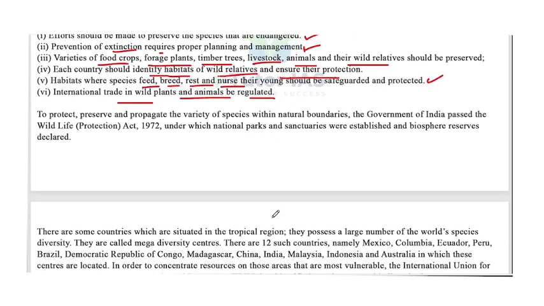Now, to protect, preserve, and propagate the variety of species within natural boundaries, the Government of India passed the Wildlife Protection Act 1972, under which national parks and sanctuaries were established and biosphere reserves declared.